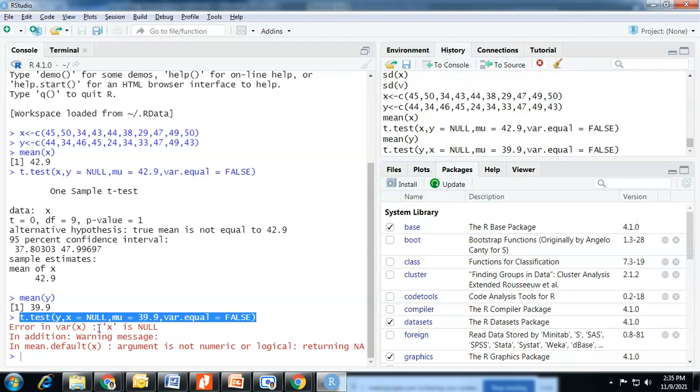Error in variable x is null. In addition, warning message: the mean.default x argument is not numeric. Just y, x is equal to null, mu is equal to 39.9.